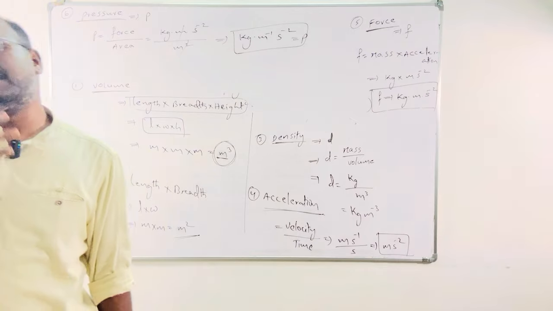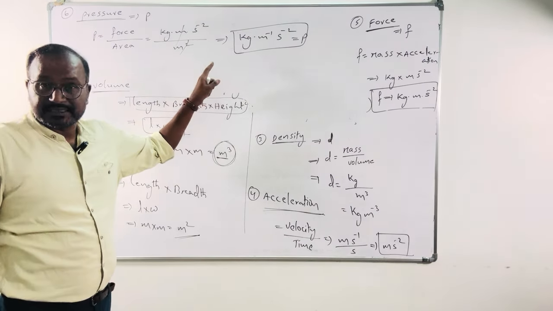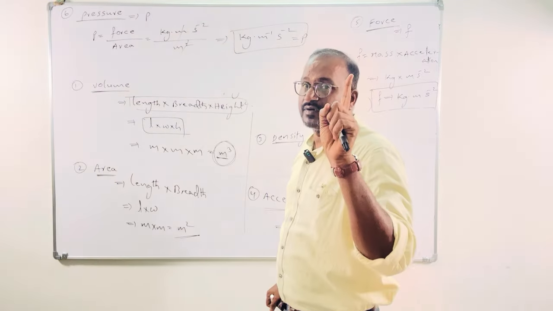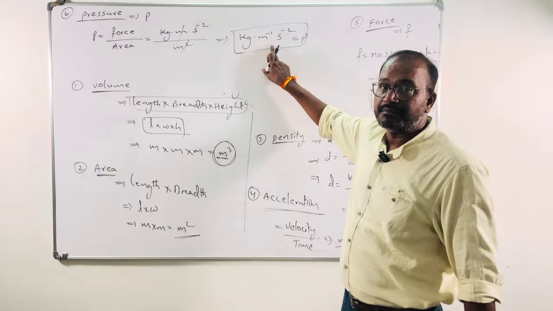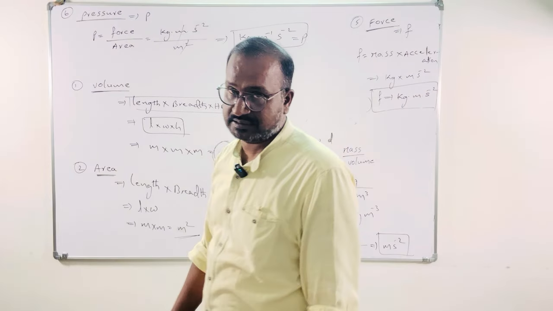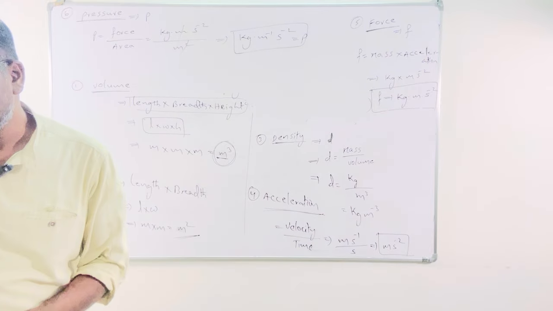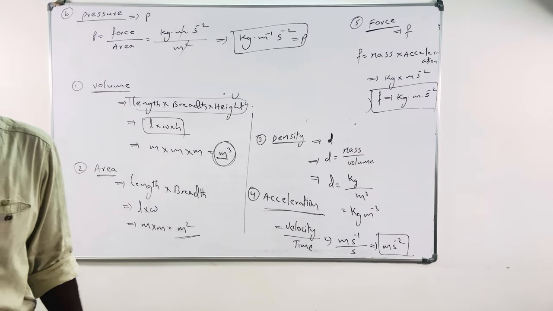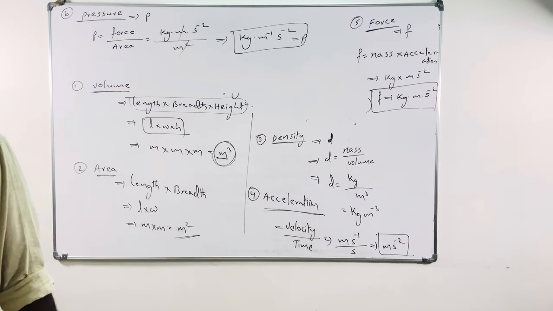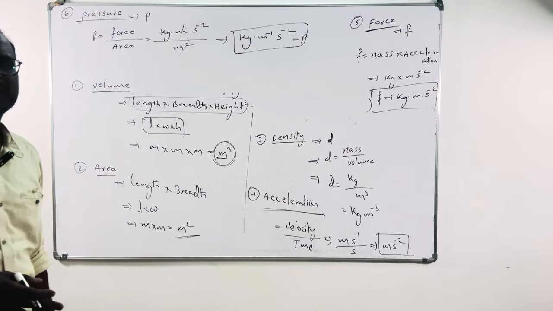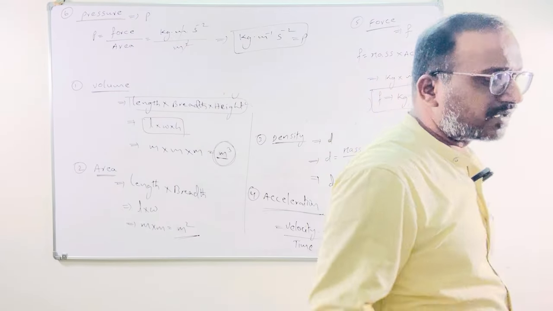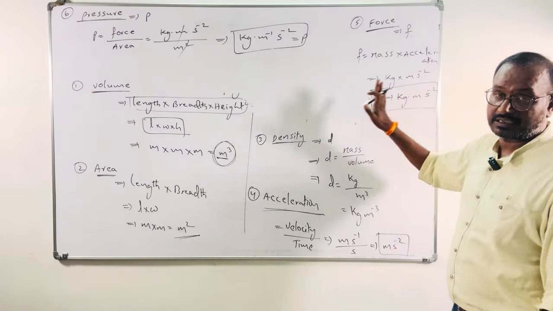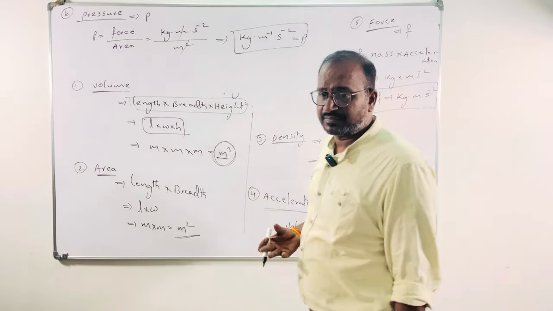Atmospheres and bar are other units, but the atmosphere is not in the SI system. Remember, the SI unit for pressure is kilogram meter inverse second square inverse. The remaining derived units are energy, work, electrical charge, and electrical potential, but we don't require them in chemistry. Mostly we require these six derived units. Other ones are there, but once again, work is there.